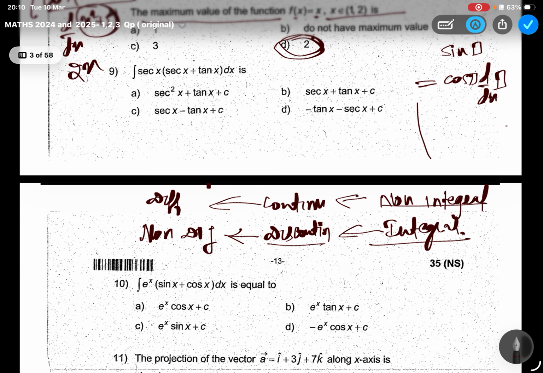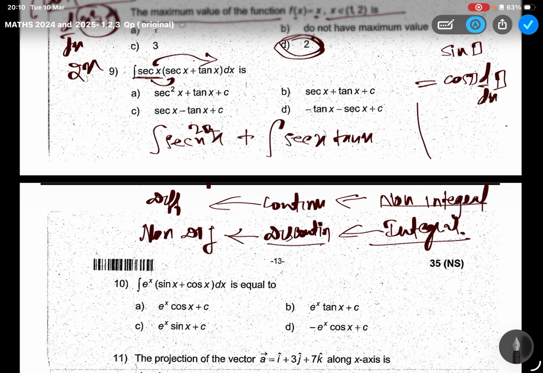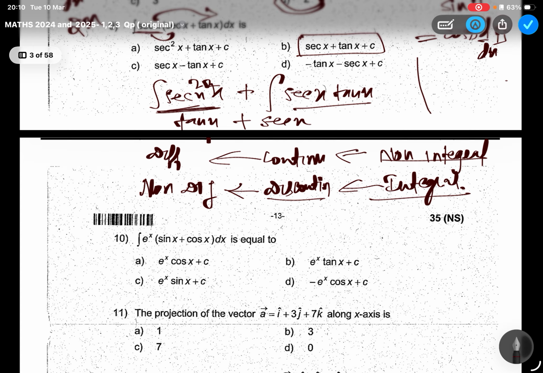So take that sec x inside. Sec x into sec x is sec square x. Sec x into tan x will be sec x into tan x. So the integral of sec square x plus the integral of sec x into tan x. And already you know the integral of sec square x is tan x, and the integral of sec x into tan x is nothing but sec x. It means sec x plus tan x is the answer. I hope it is clear.